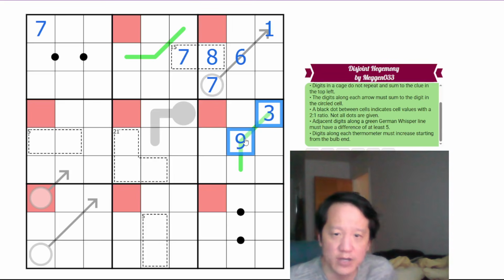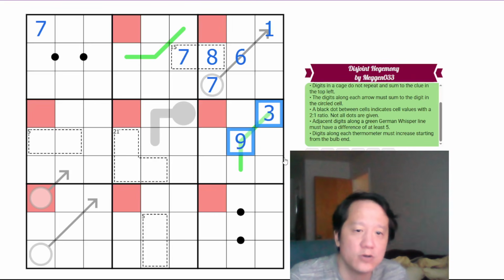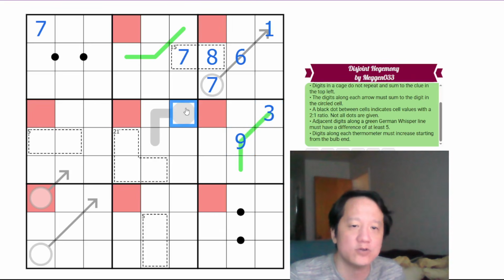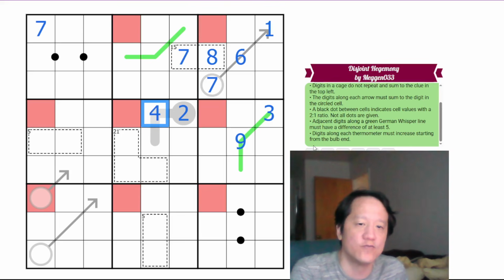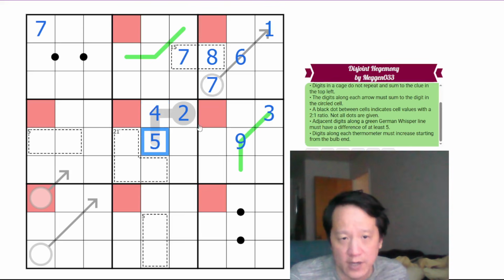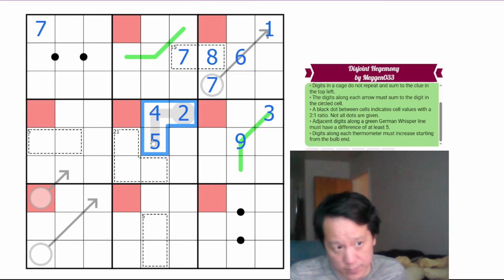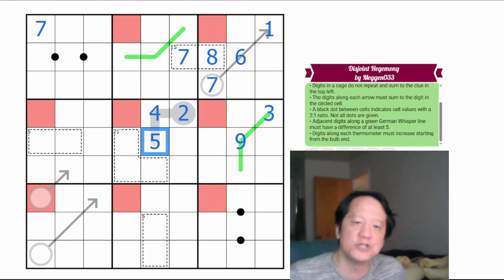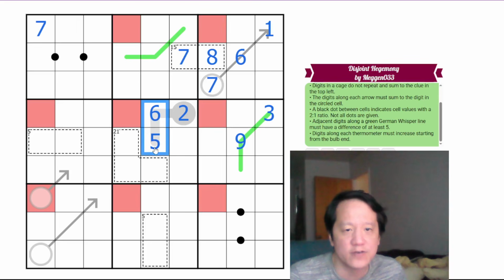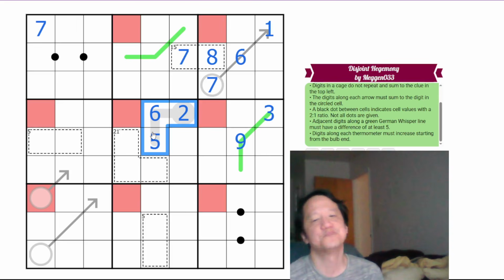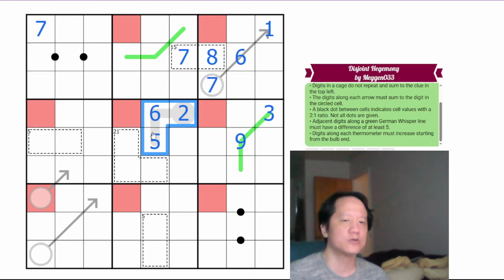And finally, digits along each thermometer must increase starting from the bulb end. So you could have something like 2, 4, and 5 here, and this would be valid because you have digits continuously increasing from the bulb to the tip. What you could not have here, though, is 2, 6, and 5, because it's decreasing from the 6 to the 5. That's an example of how a thermometer works. And those are all the rules.